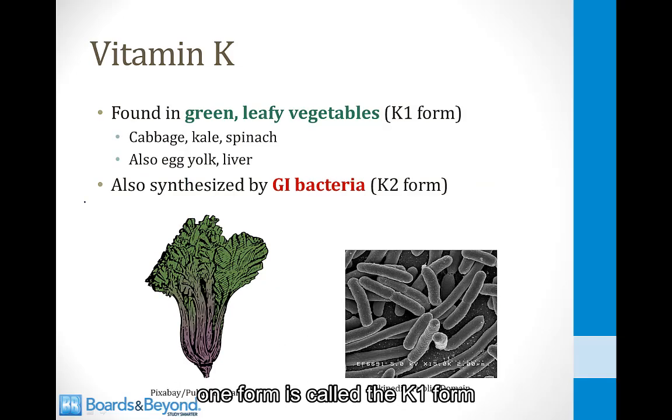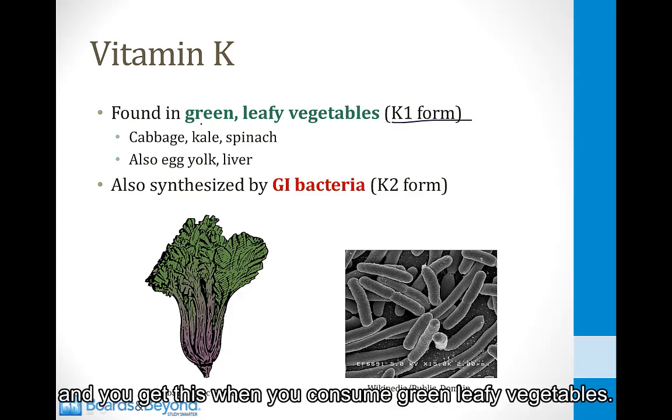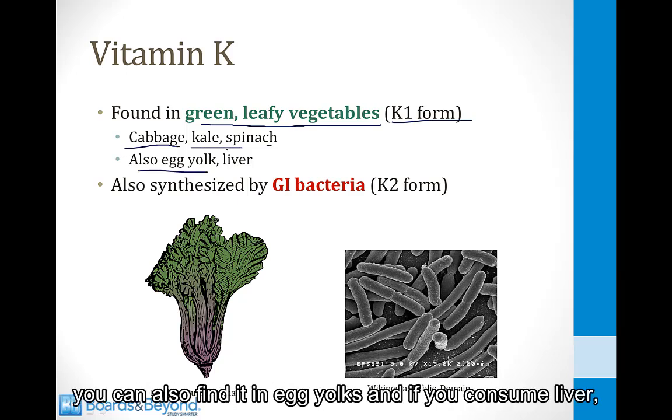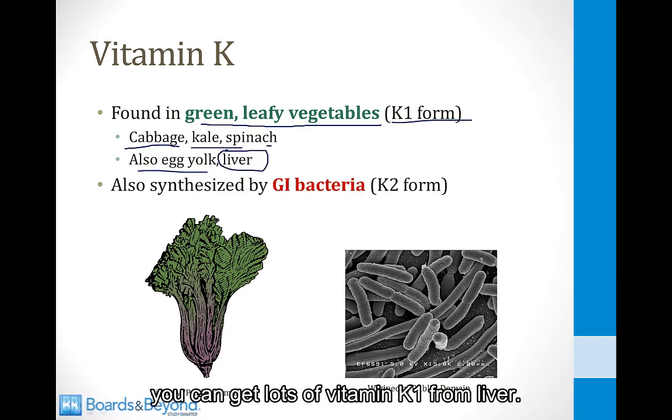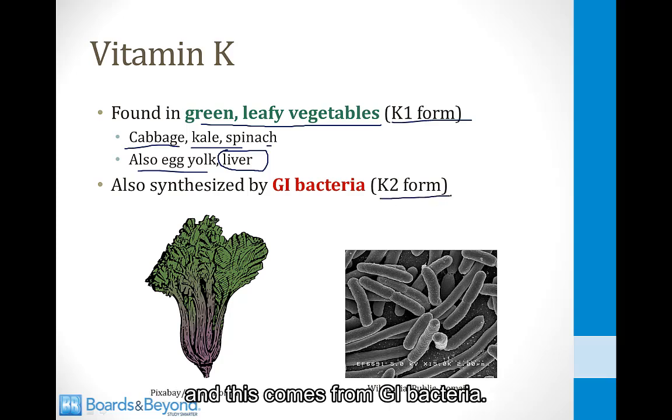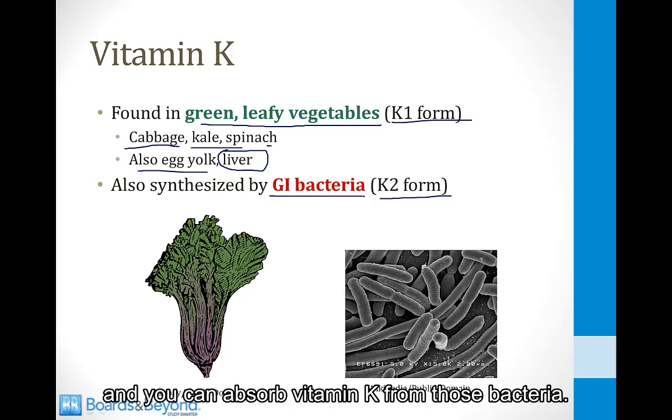One form is called the K1 form, and you get this when you consume green leafy vegetables. It's found in cabbage and kale and spinach. You can also find it in egg yolks, and if you consume liver, you can get lots of vitamin K1 from liver. The second source of vitamin K is called K2, and this comes from GI bacteria. They synthesize vitamin K and then secrete it into the GI tract, and you can absorb vitamin K from those bacteria.